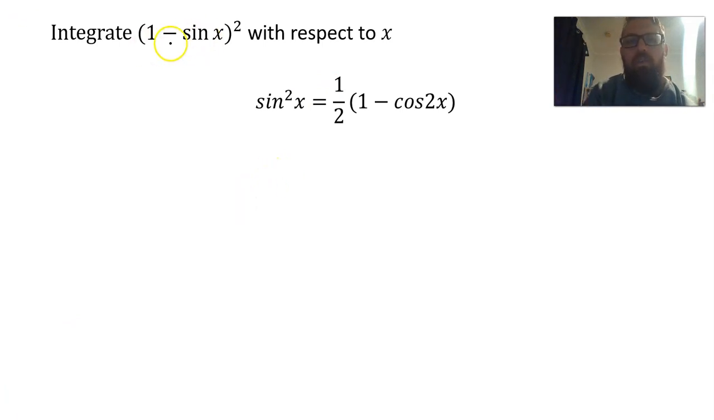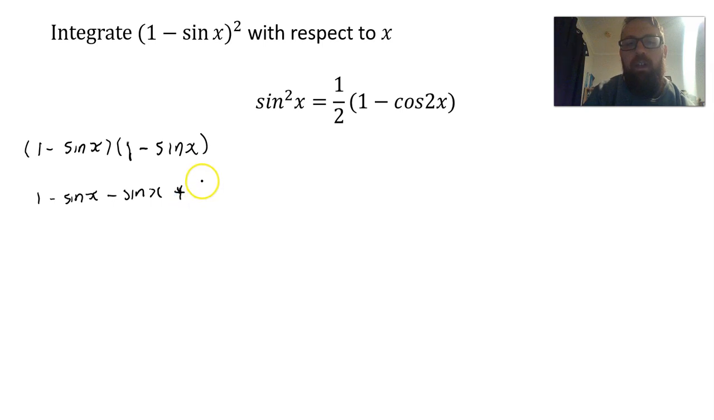So what we've got here is (1 minus sine x) squared. We're going to expand using the FOIL method. If I write this out, it's 1 minus sine x times 1 minus sine x. That's what this squared function is telling us. If I multiply the first terms, I get 1. Outer terms, I get minus sine x. Inner terms, I get minus sine x. And then the last terms, minus sine x times minus sine x, which is positive sine squared of x.